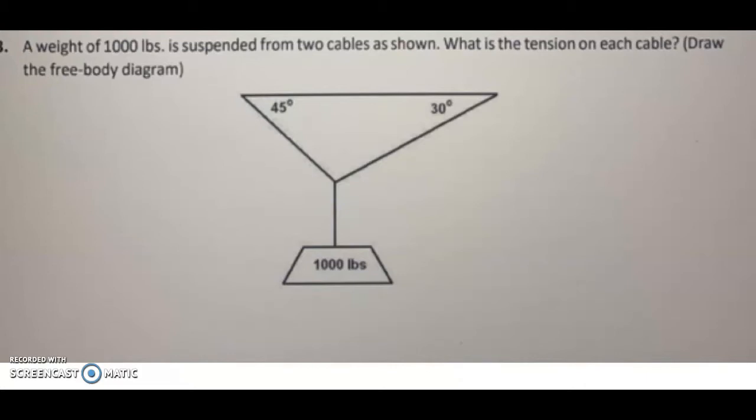Here's the situation. A weight of 1,000 pounds is suspended from two cables as shown. What is the tension on each cable? Alright, so here's the idea. This cable exerts a weight. It has 1,000 pounds, and gravity is pulling that 1,000 pounds straight down. Now, if we had it just straight attached to the ceiling, that's one thing, but we don't. We have it attached at 2 points, and we have 2 chains here.